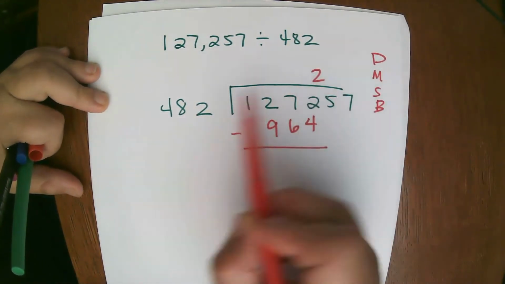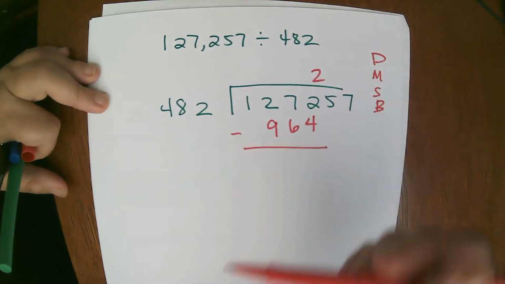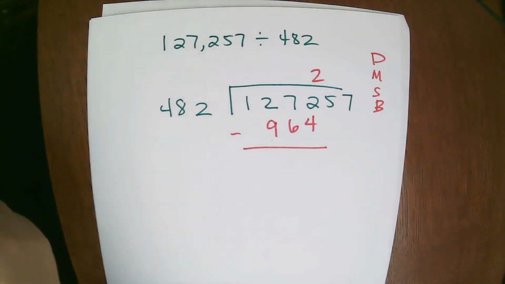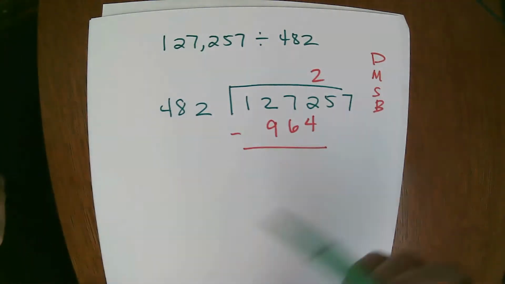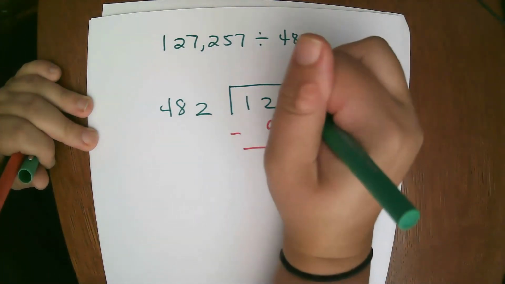Okay, now, and I like to write this on the side. Keeps me on track. So I just divided, right? I just asked how many groups. Now I'm going to multiply, I just did that, 964. Now I'm going to subtract.